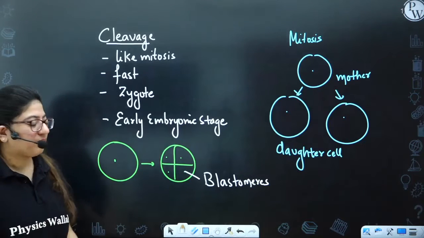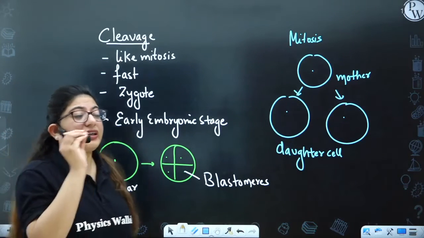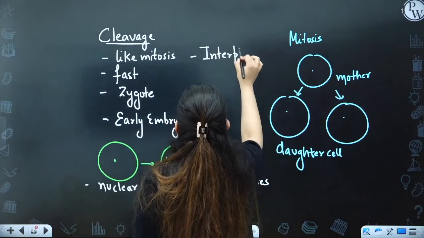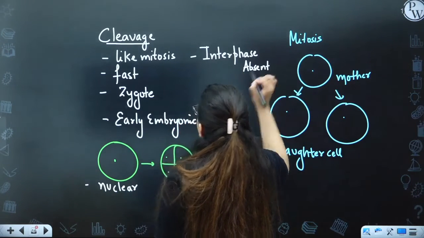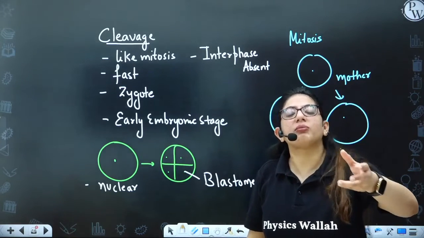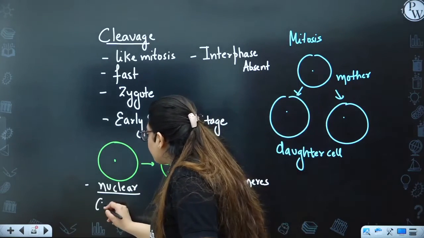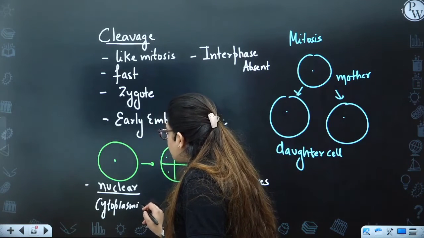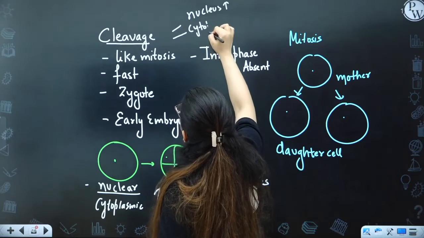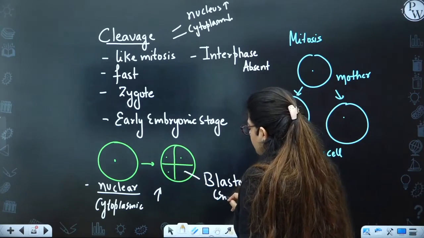Now why does this happen? The reason is that the nuclear material is dividing more, but the cytoplasm is not increasing, because interphase is absent in cleavage. If interphase were present, it would produce a lot of cytoplasm. The focus is on genetic material: the nucleus is increasing, the cytoplasm is not. As a result, the nuclear to cytoplasmic ratio increases. This is how the daughter cells, which are blastomeres, are smaller than the zygote.